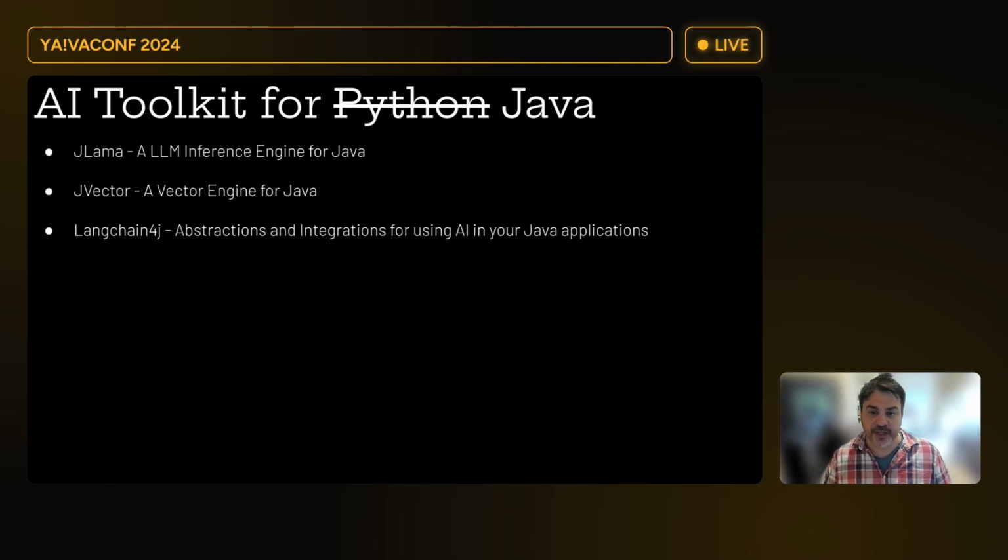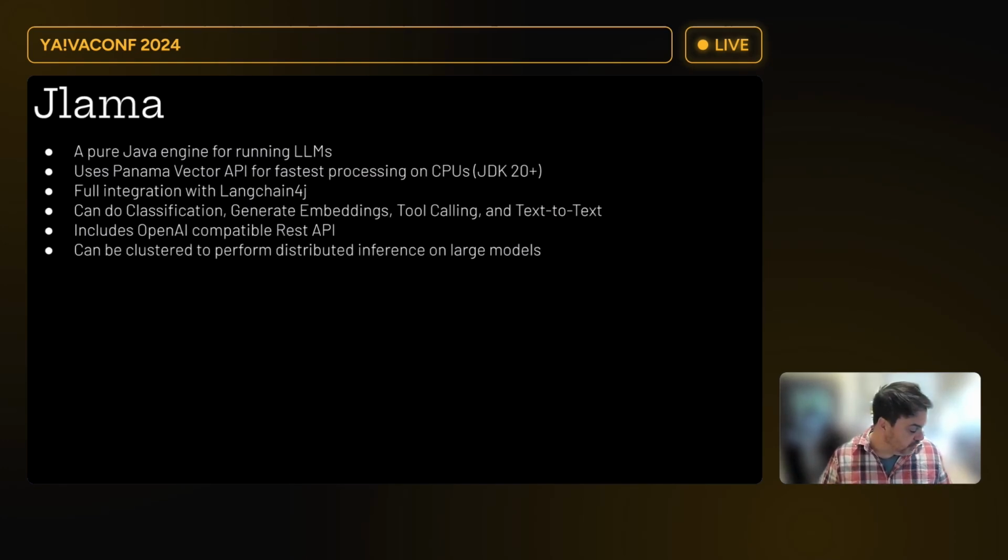So what is this toolkit for Java developers? As I mentioned, there's Jlama for the actual LLM inference. There's Jvector for vector search of your data, which is all built in Java, and LangChain4j is the abstraction on top, which allows you to easily implement APIs that work with LLMs externally or internally.